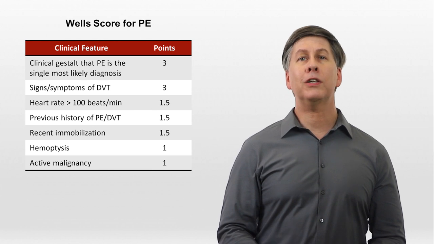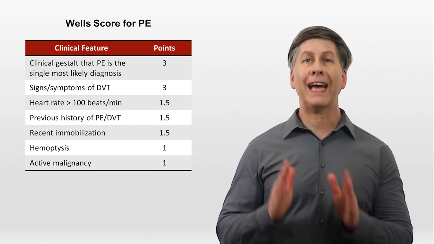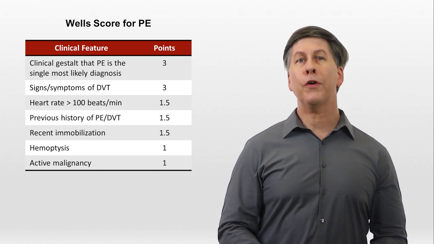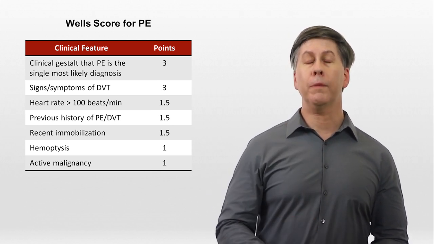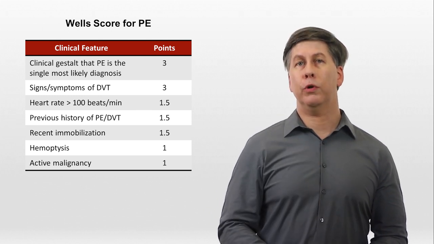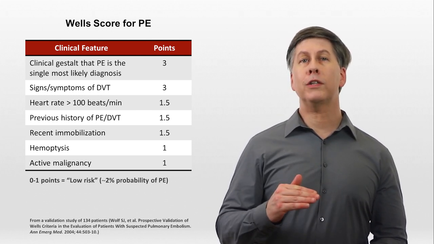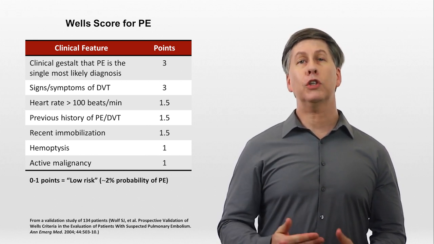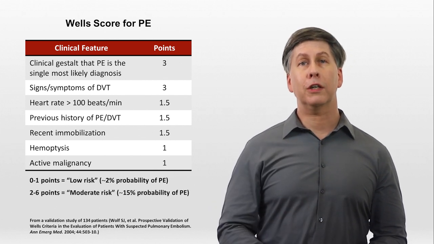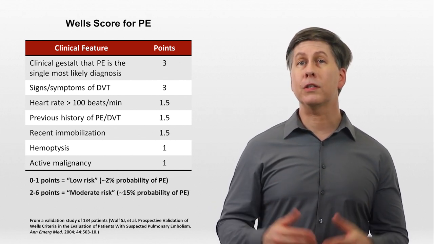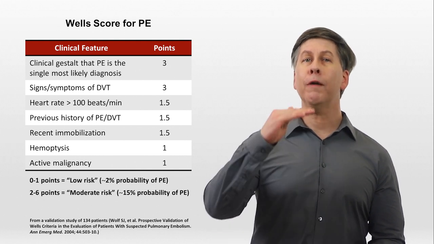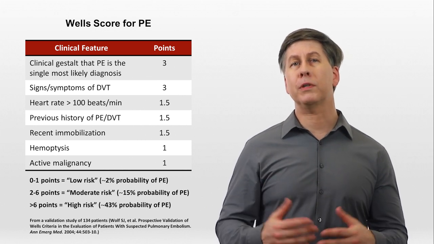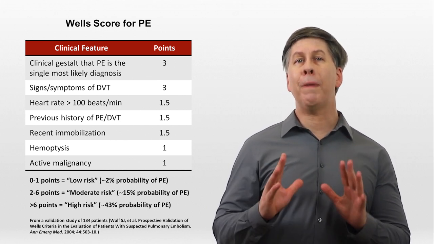Instead, what is done is that the patient is assigned to one of several risk categories. Although some use a total of 2 risk categories for the Wells score, with a cutoff of less than 4 for the lower category, I personally prefer a 3-tiered approach. If the patient has 0 to 1 points, they are low risk, meaning a PE probability of approximately 2%. If the patient has a score of 2 to 6, they have a moderate risk, meaning a probability around 15%. And if the patient has a score above 6, they are at high risk, with a PE probability of about 43%.